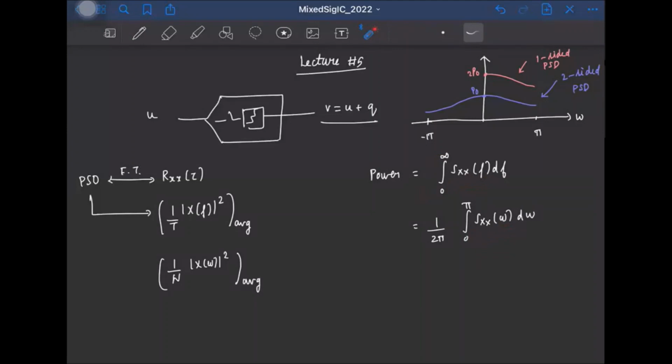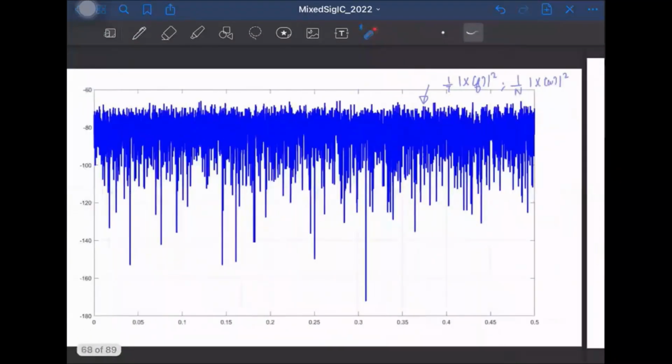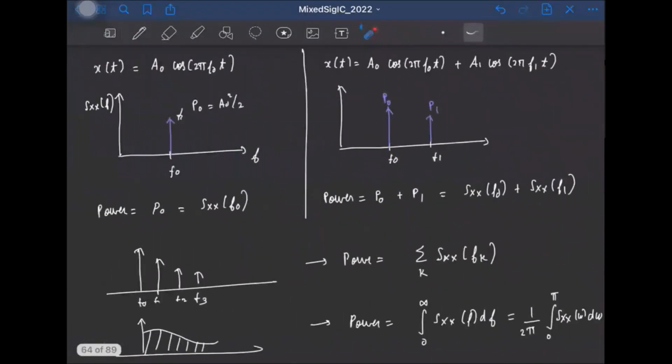In the last lecture, I think there was some confusion in some of the steps I used to derive this result, especially the way in which I dealt with impulses. So let me clarify them first. Here, when I mentioned that the strength of this impulse is this value P0, that is A0 squared by 2, what I really mean is the area of this impulse.